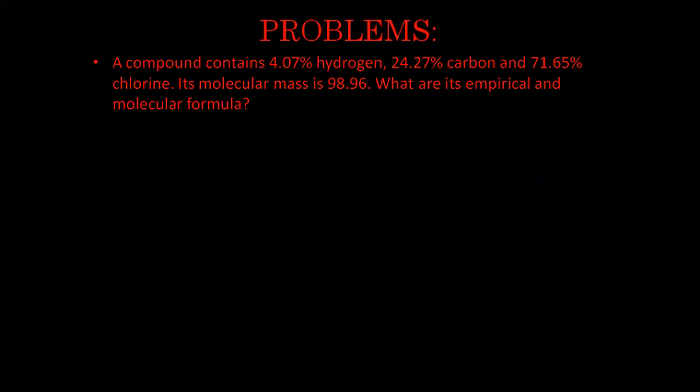A compound contains 4.07% hydrogen, 24.27% carbon, and 71.65% chlorine. Okay, so that is the percentage composition. In the compound, there is 4.07 hydrogen, 24.27 carbon, and 71.65 chlorine. We don't know how many chlorine, how many hydrogen, and how many carbons are present. That is what we need to get.